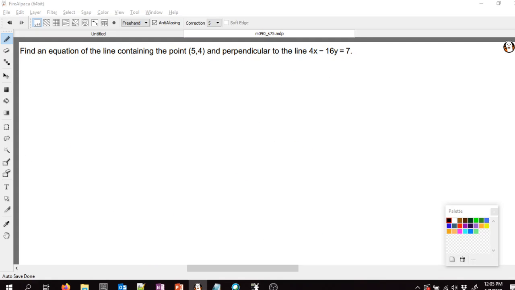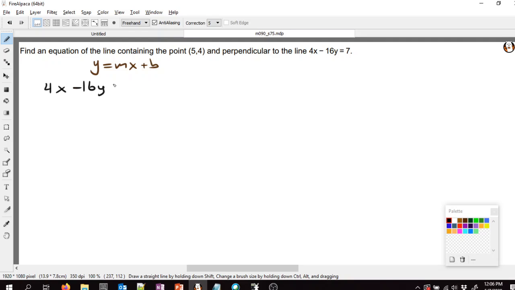Find an equation of the line containing the point (5, 4) and perpendicular to the line 4x minus 16y equals 7. Okay, we can do this. I think in the book it's a little bit more involved. This is one of those multi-part questions, but that's okay.